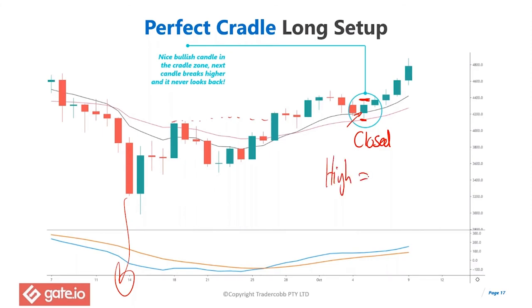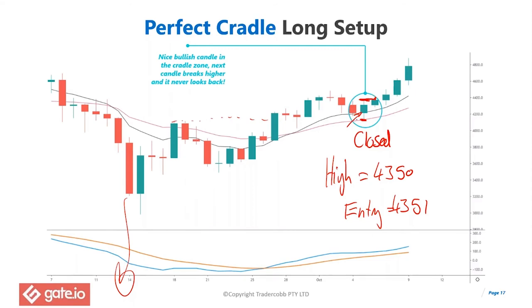Let's say 4350. So my entry, and there'll be more on this, so don't freak if you don't get this, will be 4351. As it breaks the high of that candle, because the high was at 4350, my entry is at 4351. So as soon as this next candle opened and eventually broke up through that level, I was triggered into my position. I was long.